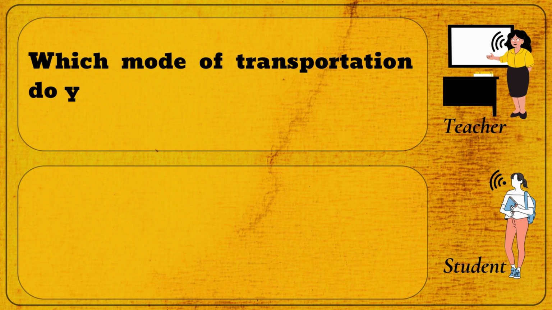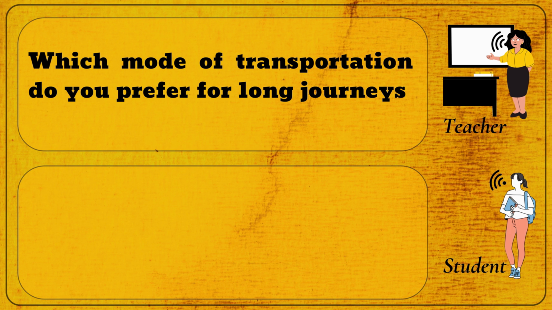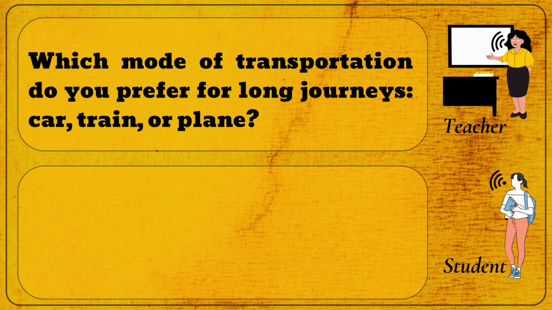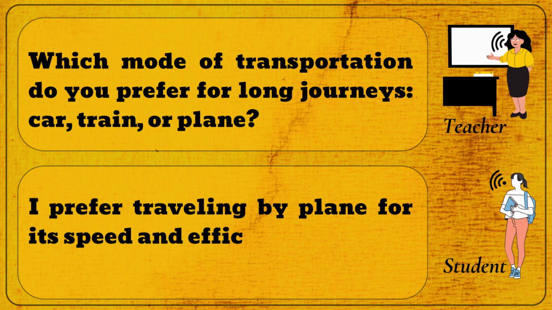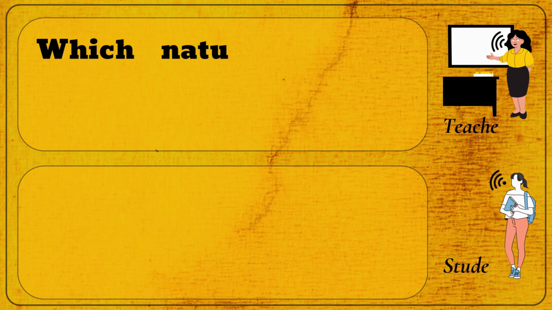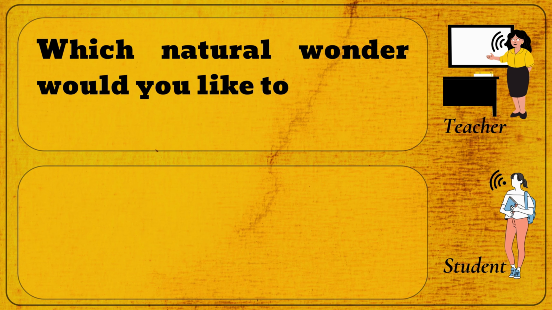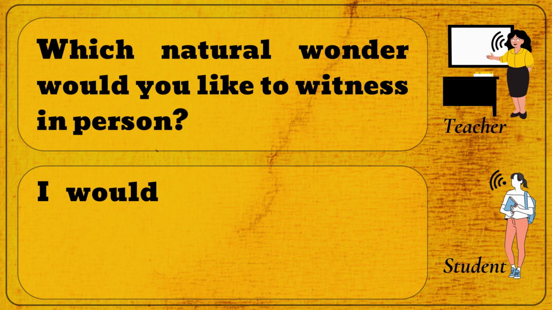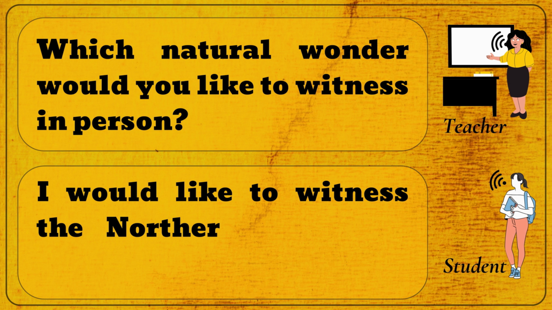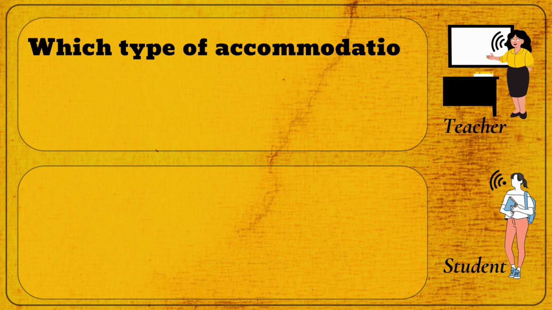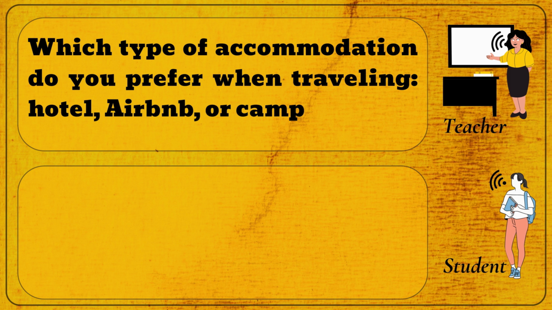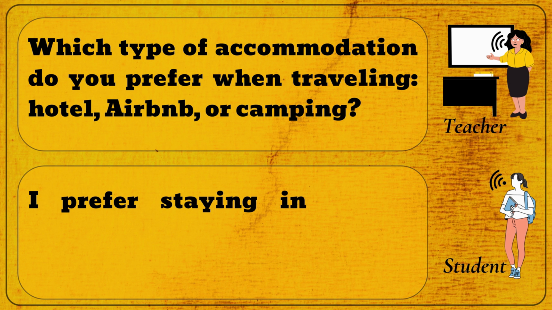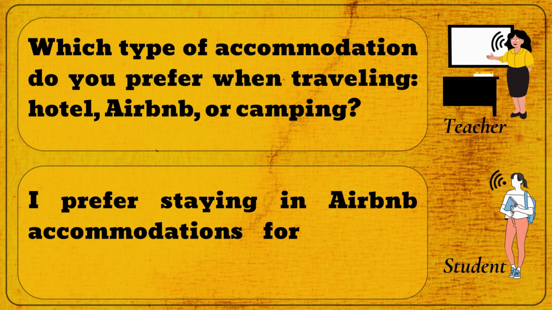Which mode of transportation do you prefer for long journeys? Car, train, or plane? I prefer traveling by plane for its speed and efficiency. Which natural wonder would you like to witness in person? I would like to witness the Northern Lights in person. Which type of accommodation do you prefer when traveling? Hotel, Airbnb, or camping? I prefer staying in Airbnb accommodations for a more local experience.